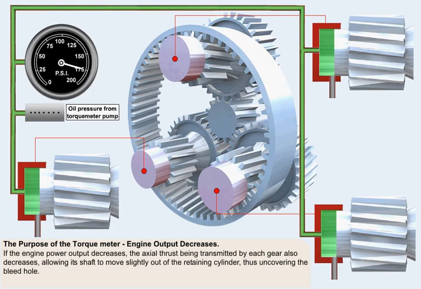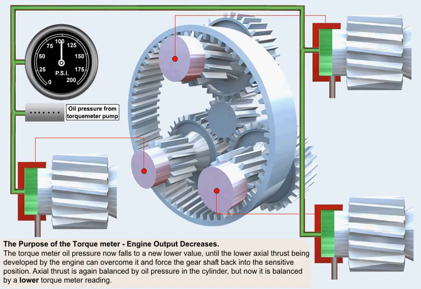If the engine power output decreases, the axial thrust being transmitted by each gear also decreases, which allows its shaft to be displaced slightly out of the retaining cylinder. Thus the shaft is forced into a new position where it uncovers the bleed hole. The torque meter oil pressure now falls to a new, lower value, until the lower axial thrust being developed by the engine is able to overcome it and force the gear shaft back into the sensitive position in the cylinder. Once this has happened, axial thrust is again balanced by oil pressure in the cylinder, but now it's balanced by a lower torque meter value.